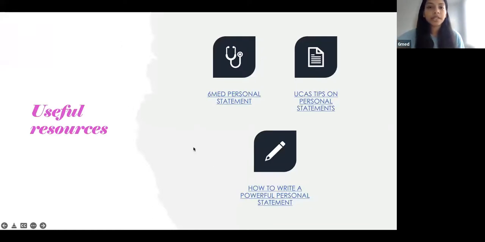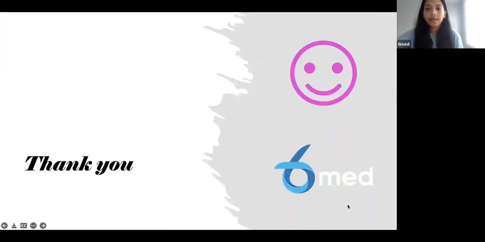So these are just some useful resources. So the 6med personal statement, there's a link which just shows how to structure a personal statement, which 6med have written. There's also the UCAS website itself. They've given some tips and tricks on how to write your personal statement. And then also this other link which shows you how to write a powerful personal statement and helps you structure your personal statement well. So thank you. So that's the end of the session.